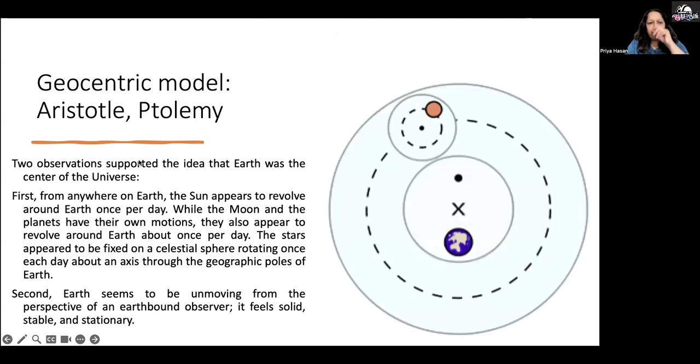So the earlier model was the Ptolemy model, which actually said the earth was at the center and everyone went around it. And that was called the geocentric model, right?